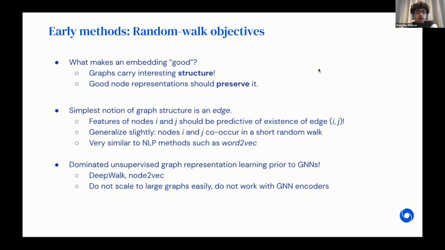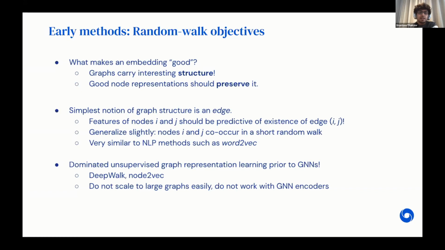Okay, so let's look at some early methods for graph representation learning. What makes an embedding good intuitively? We know that graphs are very interesting because they carry this powerful structure, and good node representations should somehow capture this structure. This is what we want. The simplest notion of structure is each edge, right? The connection between the nodes.